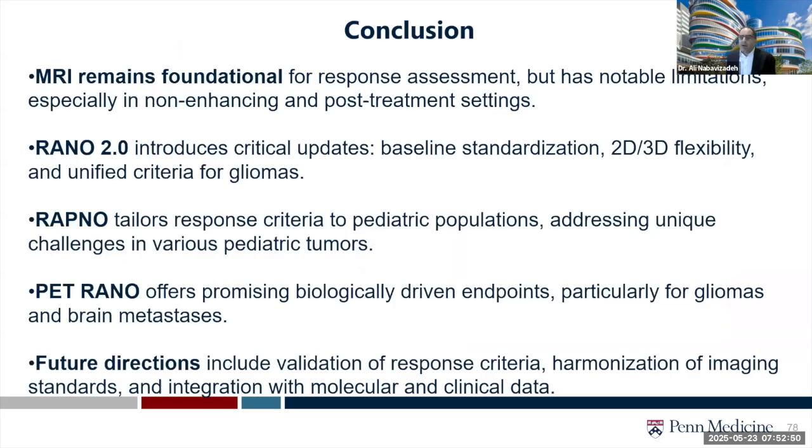In conclusion, MRI remains foundational for response assessment, but has significant limitations, especially in non-enhancing and post-treatment settings. RANO 2.0 had critical updates in terms of standardization of baseline, allowing for 3D measurements and unified criteria for both enhancing and non-enhancing gliomas. RAPNO is focused on pediatric tumors and addresses unique challenges in the pediatric population. PET RANO criteria came out recently in 2024 and 2025. They offer biologically driven endpoints for glioma and brain metastasis. Future studies should focus on validation of the response criteria, more harmonization of imaging, and integration of imaging with molecular and clinical data.